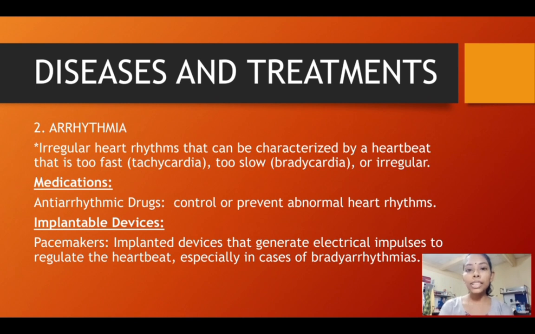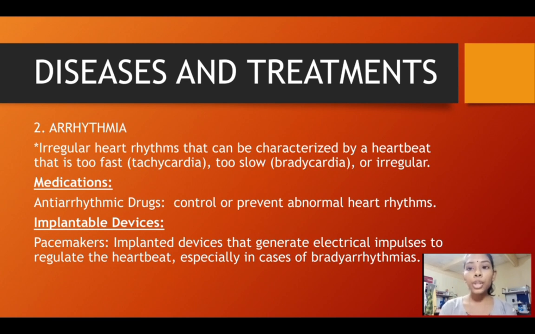The second disease that is relating to the cardiovascular system is arrhythmia. Arrhythmia refers to an abnormal heart rhythm, which may be too fast, too slow, or irregular. The heart's normal rhythm is coordinated by the electrical system, which signals the heart muscles to contract and pump blood. When this electrical system malfunctions, it can lead to various types of arrhythmias.